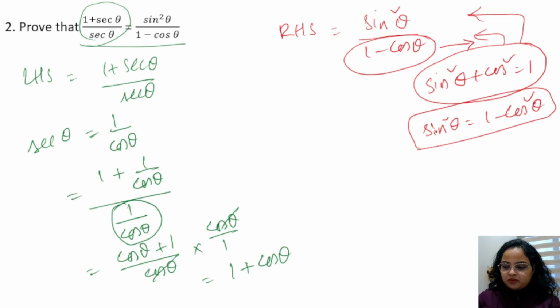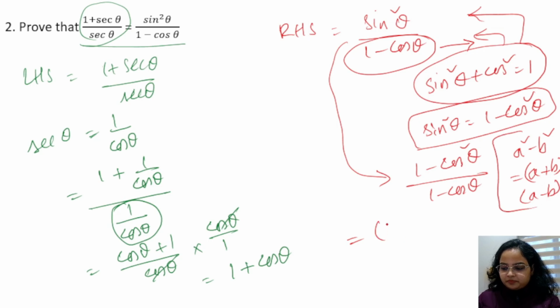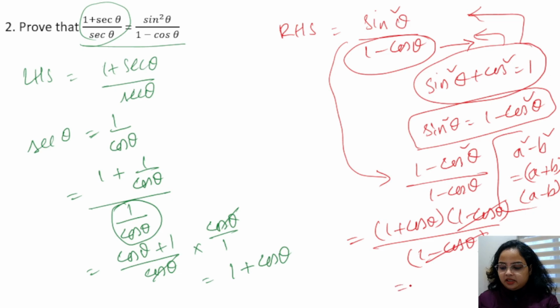So we will apply the same thing in this equation. Sin square theta is equal to 1 minus cos square theta divided by 1 minus cos theta. So in the numerator we have a square minus b square. What is a square minus b square? It is a plus b into a minus b. So we will apply this formula here. Here we have 1 plus cos theta into 1 minus cos theta divided by 1 minus cos theta. 1 minus cos theta will be cancelled. So here we have 1 plus cos theta. Okay, in the left hand side also we have the same expression.